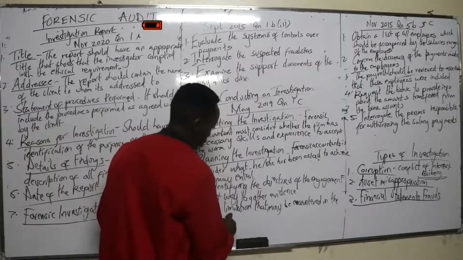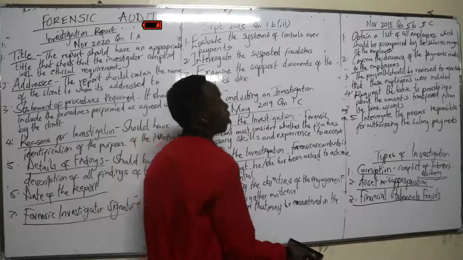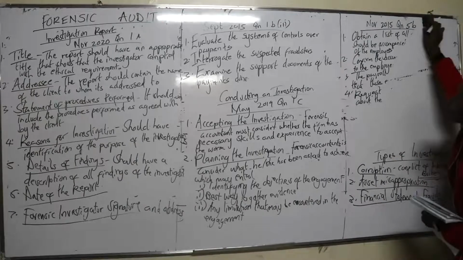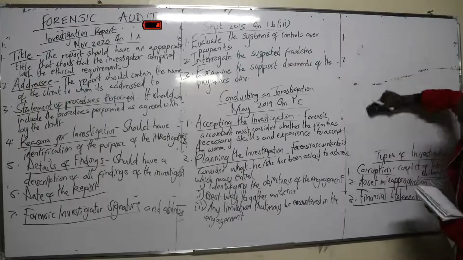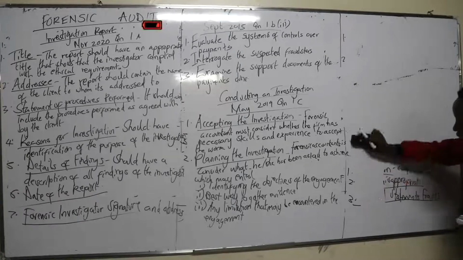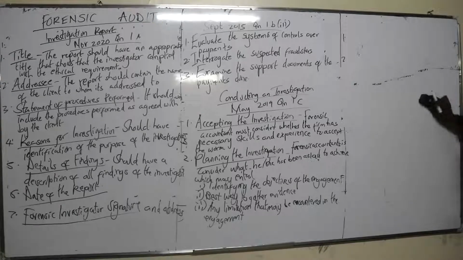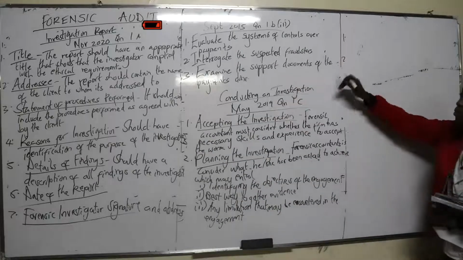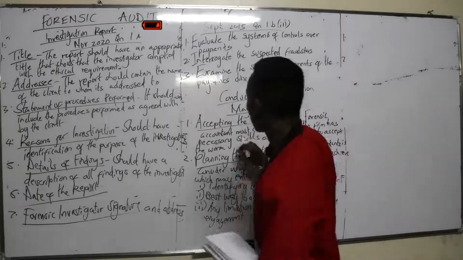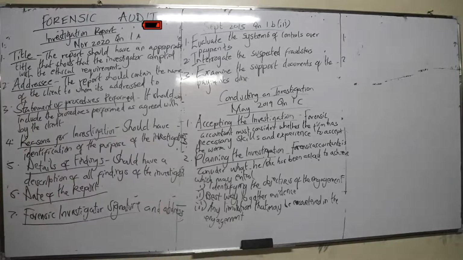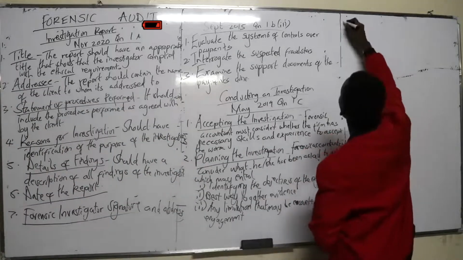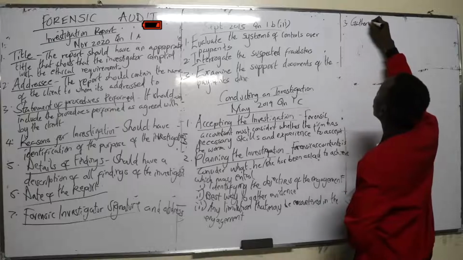For example, if they are denied access to all the premises or all the books of accounts, that is what we call limitation of scope, whereby the auditor or the forensic accountant is unable to gather sufficient evidence to fully state that these financial statements are free from material misstatements. So one is accepting the investigation. Secondly, you plan the investigation, and then you gather the evidence. So the third one would be gathering of evidence.